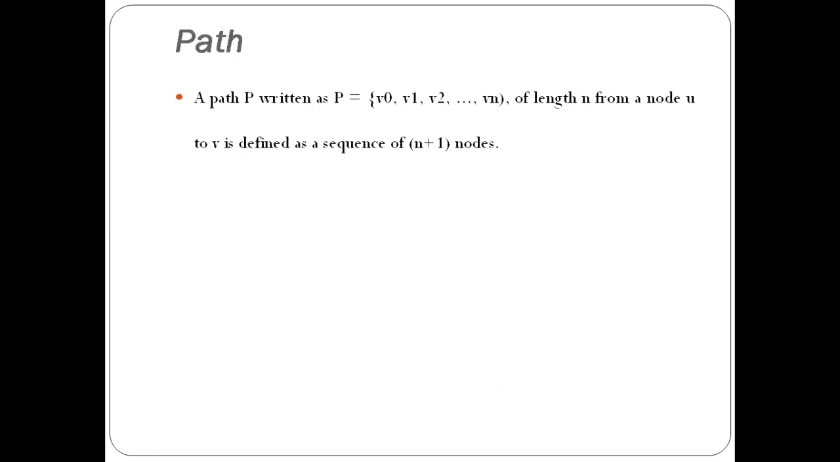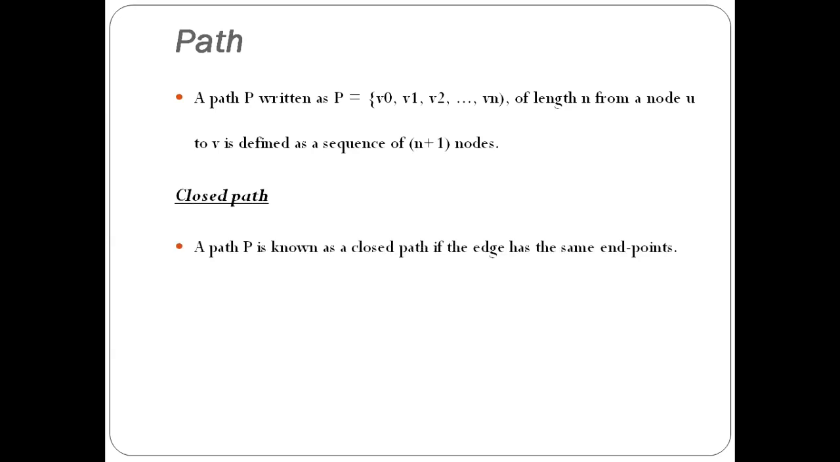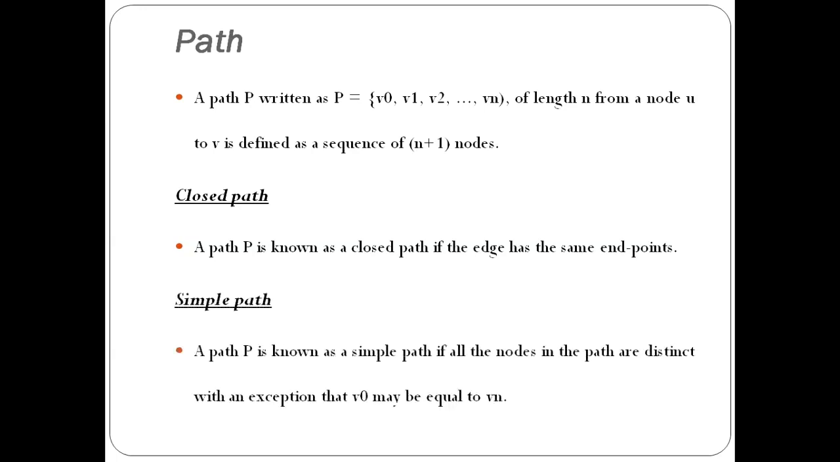Now the path. A path can be written as P = V0, V1, V2, and so on up to Vn, where V0 to Vn are vertices present in a graph, defined as a sequence of n+1 nodes. The path can be either a closed path or a simple path. A closed path is a path whose edges have the same endpoints, and a simple path is a path where all the nodes are distinct, with the exception that V0, the starting vertex, might be equal to Vn, the ending vertex. V0 may be equal to Vn.